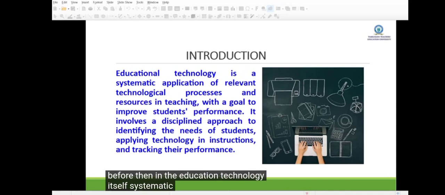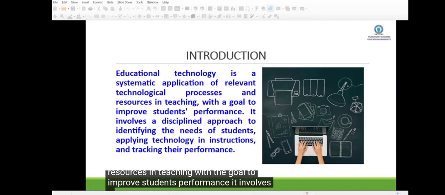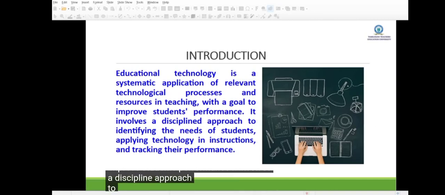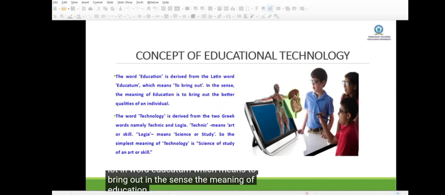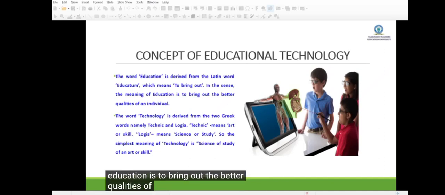Education technology is a systematic application of relevant technological processes and resources in teaching with the goal to improve students' performance. It involves a disciplined approach to identifying the needs of students, applying technology in instructions, and tracking their performance. Then, what is the concept of education technology? The word education is derived from the Latin word educatum, which means to bring out. In this sense, the meaning of education is to bring out the better qualities of an individual.